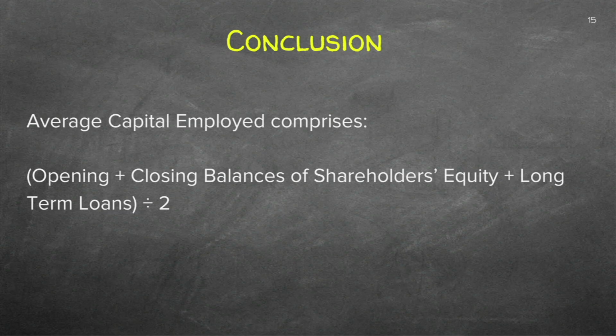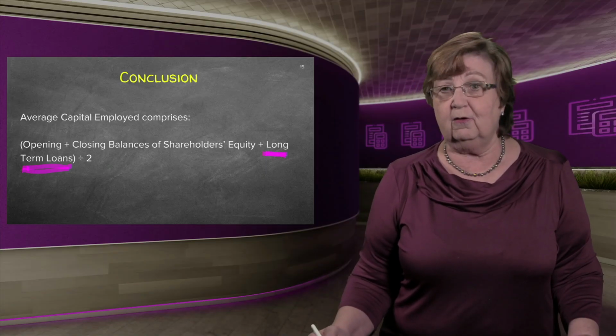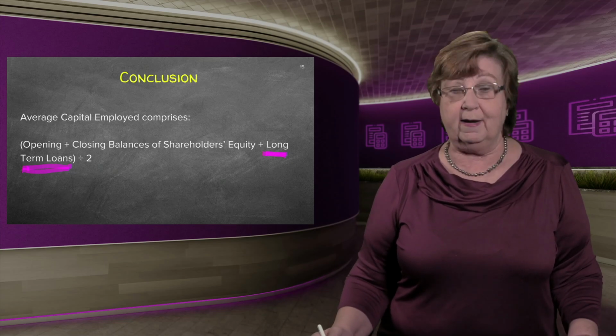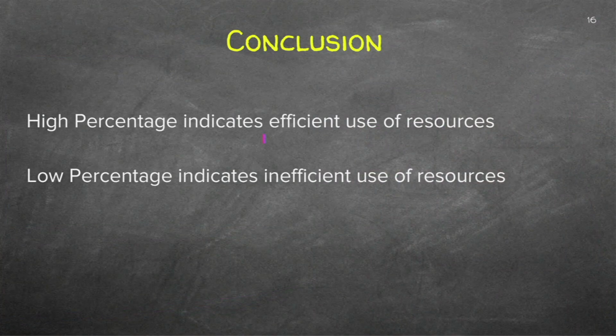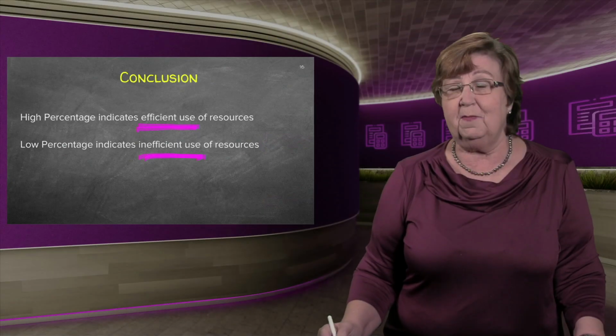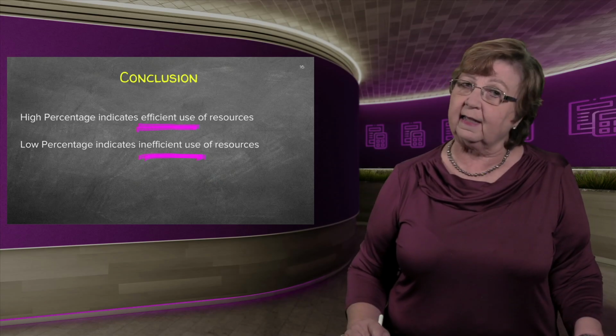Just a little bit of revision to reinforce it. Whenever you see average, you take the opening and closing balances of shareholders' equity plus long-term loans, divided by 2. That is the difference between the ROSI and the ROTCE: ROTCE takes in long-term loans whereas ROSI does not. Conclusion: a high percentage indicates efficient use of resources, a business operating well and making good profits, a very good company to have invested your money in. Low percentages indicate inefficient use of resources, and you might want to think twice about making an investment or keeping your investment in this particular company.